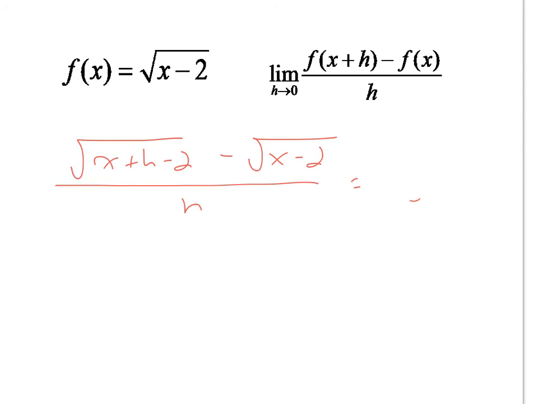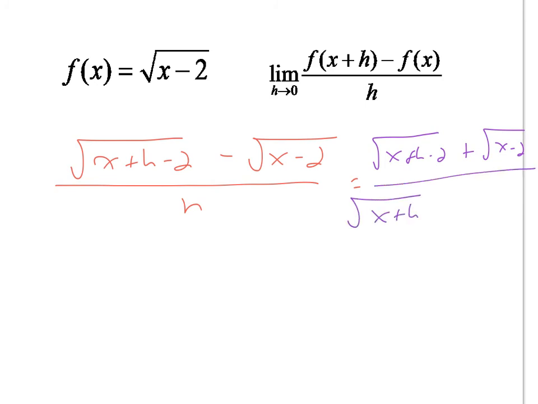I'm going to erase that for a minute. And here we're going to multiply by the conjugate, both up top and down below. So we're going to multiply by root x plus h minus 2 plus root x minus 2, both top and bottom. So root x plus h minus 2, that's all inside the radical, plus root x minus 2.